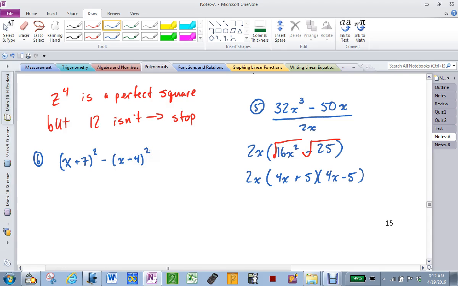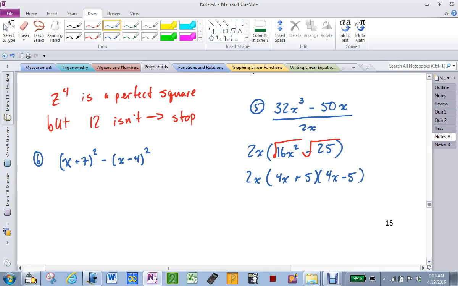Could you factor that? Is this a perfect square? Yeah, because it's squared, Michaela. Right? So if I were to write this out, what would it be? It would be x plus 7 times x plus 7, right? Which is the same as 4 times 4 getting 16, yeah? So what's the square root of x plus 7 squared? X plus 7. And what's the square root of x minus 4 squared? X minus 4. Everybody got it?